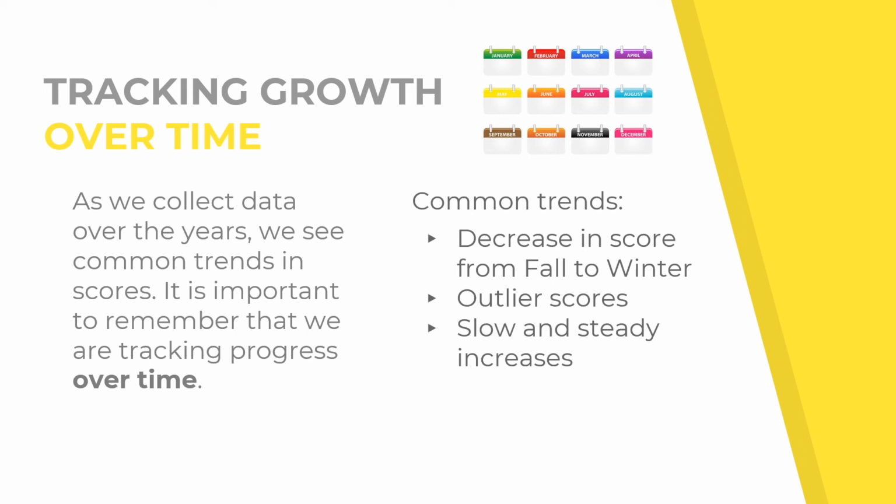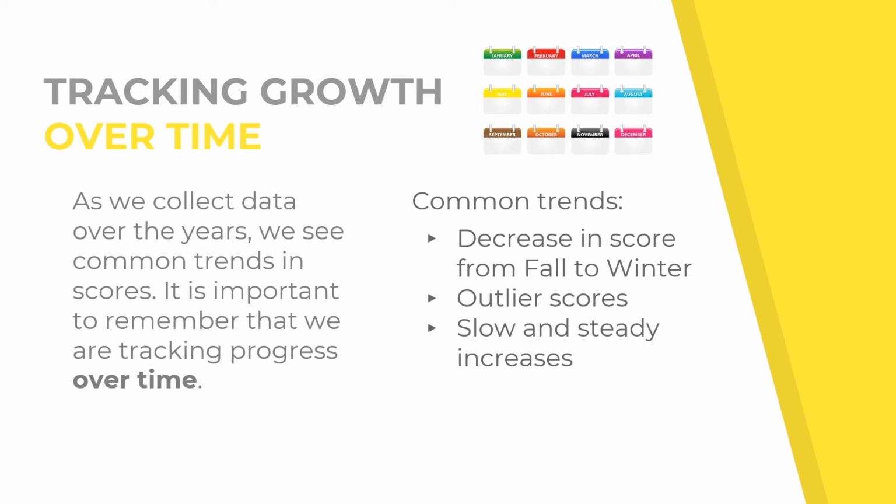It's useful and helpful to see, but we don't put a ton of importance on those outlier scores when they happen occasionally. What we most often see, and what we would expect to see, is slow and steady increases. So we're hoping to see that trajectory increase over time. And remembering that over many, many years, that is typically what we will see long term.